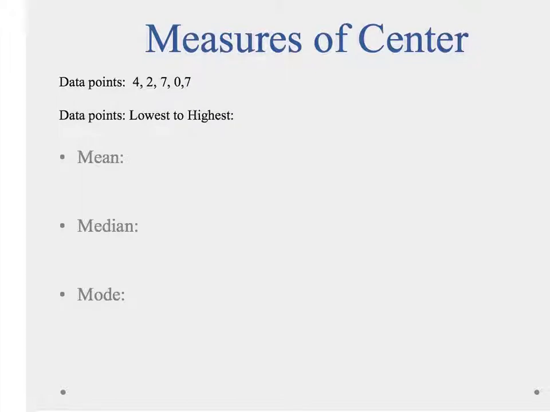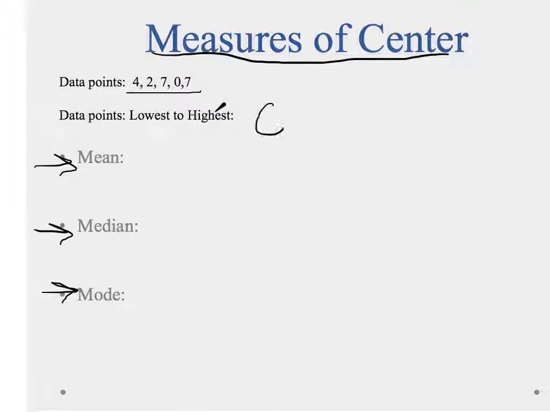Now we want to organize our data from the lowest to the highest. So our numbers that we collected, our data points, we would call them, are 4, 2, 7, 0, and 7. And we want to list those from lowest to highest. It's going to make our calculations of our measures of center, and the measures of center are mean, median, and mode, it's going to make that easier. So rewriting this lowest to highest, I'm going to have 0, 2, 4, 7, and I'm going to write 7 again. There are 2 7s in there, so I write both of those.